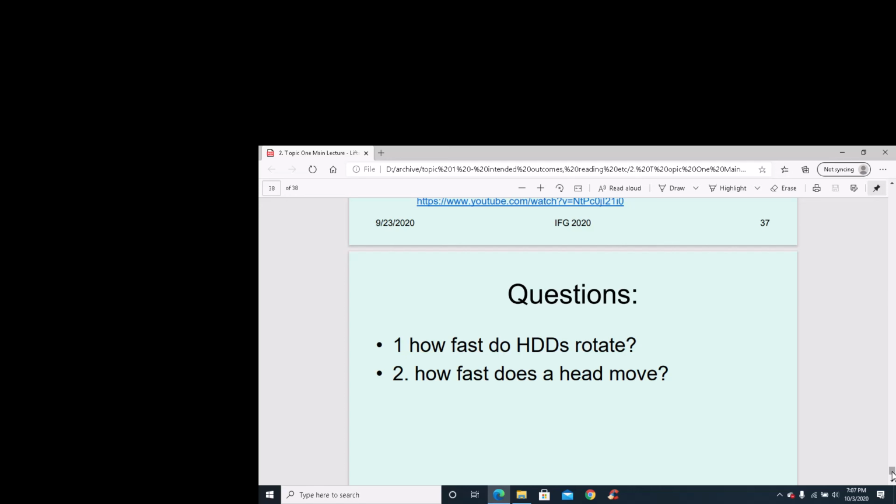Finally, two questions for you to answer, as I suggested at the beginning of this talk: how fast do hard disk drives rotate, and how fast does a head move? I've suggested that the speed of a hard disk drive in terms of its angular velocity is enormous, and the speed at which a head moves across the disk is very fast. In other words, it takes next to no time at all to move from one track to another. But the question is, how much time does it take to move, say, across 10 tracks?